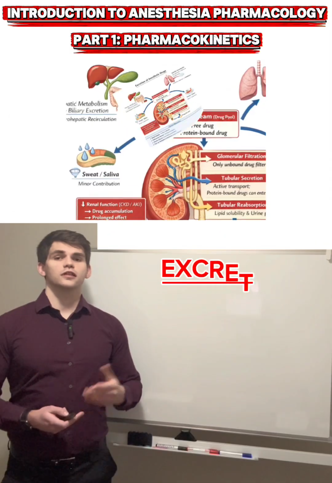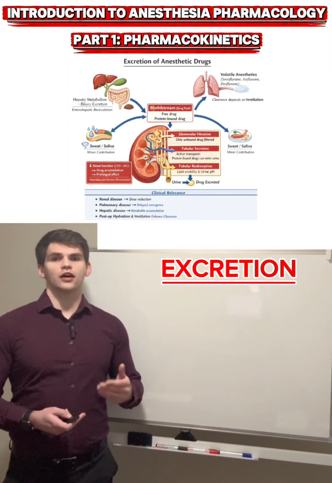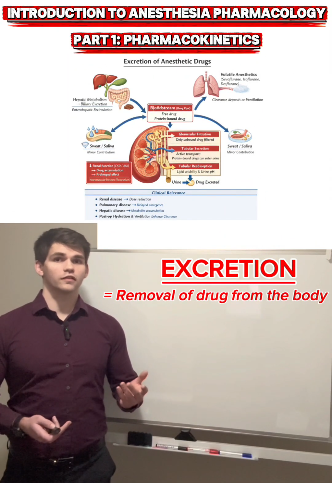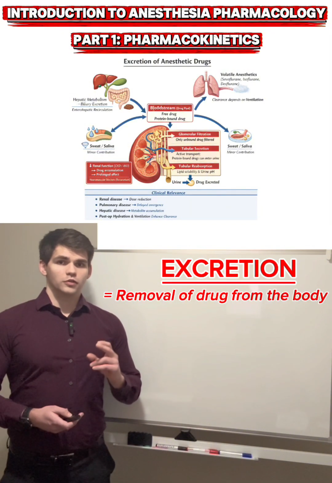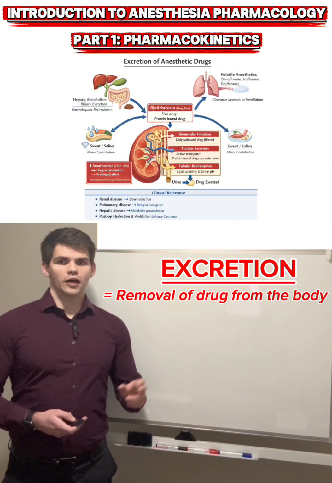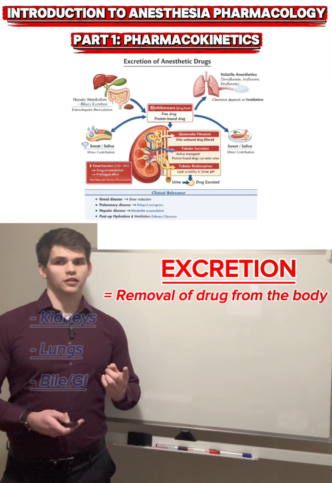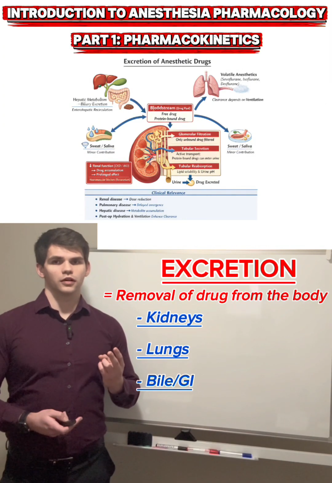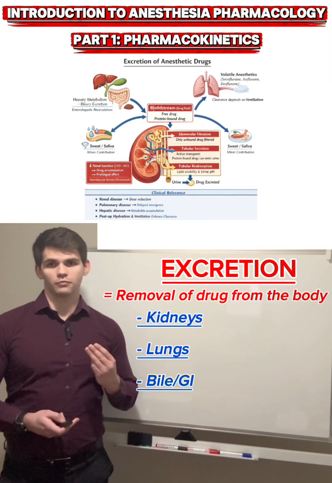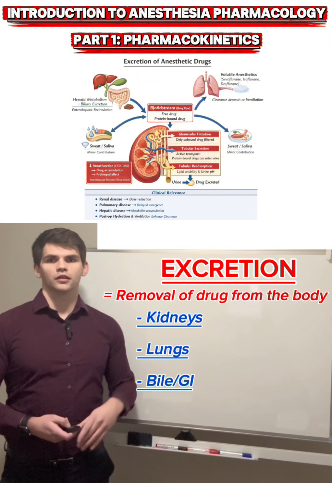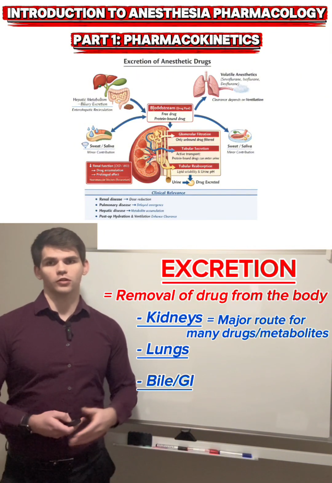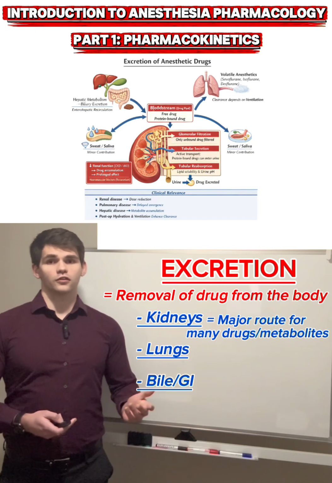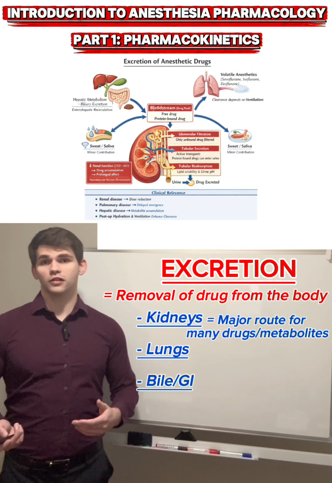The final phase is excretion. Excretion is how the drug or its metabolites leave the body. So excretion, one more time, is removal of the drug from the body. So kidneys, lungs, and bile or GI are the three main processes involved generally. The kidneys are a major route of excretion for many drugs and metabolites. So if kidney function is impaired, drug clearance may be delayed.